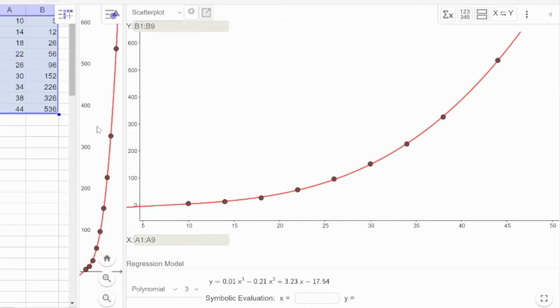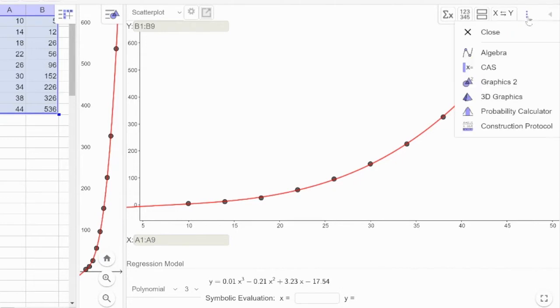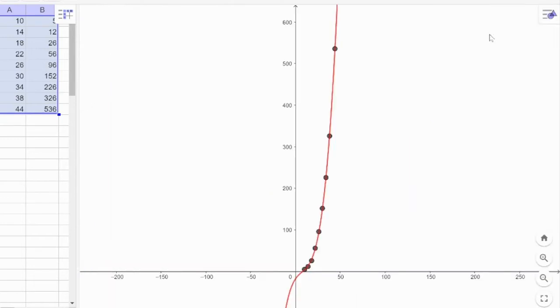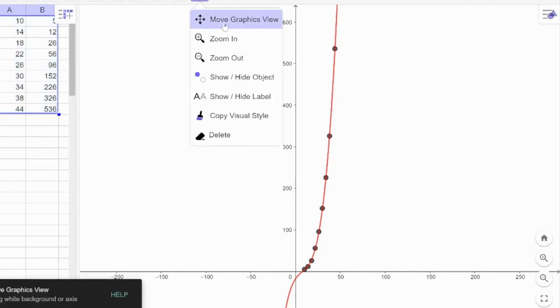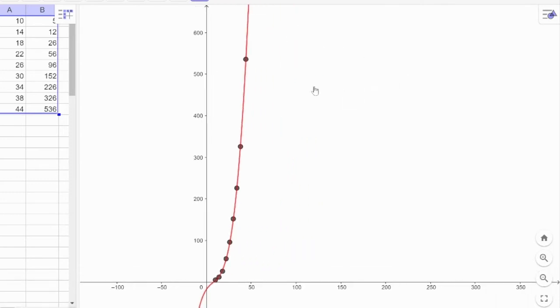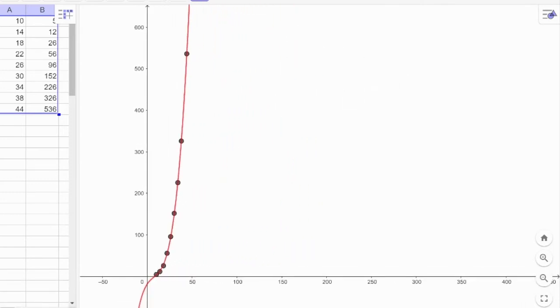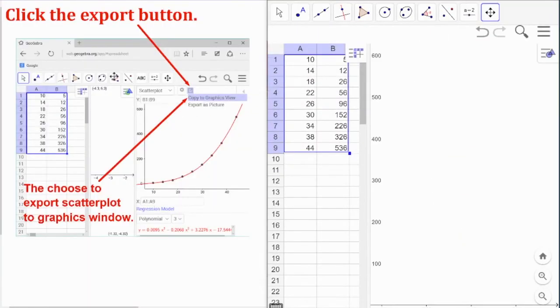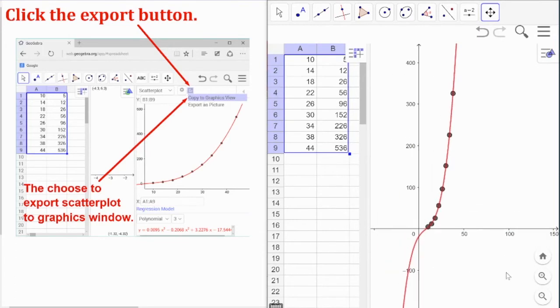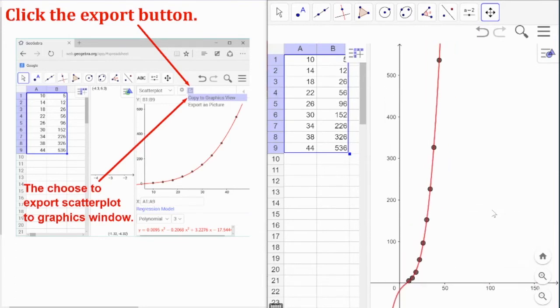Now you see that it's shown up over here. Once we've copied it to graphics view, we can close the scatter plot feature. That's what these three buttons over here are for, and we can hit close. Now click any white space of the graph, and you can choose to move the graphics view. All right, I'm going to go back to my presentation, and I'm just going to drag this until it's in view. Good.